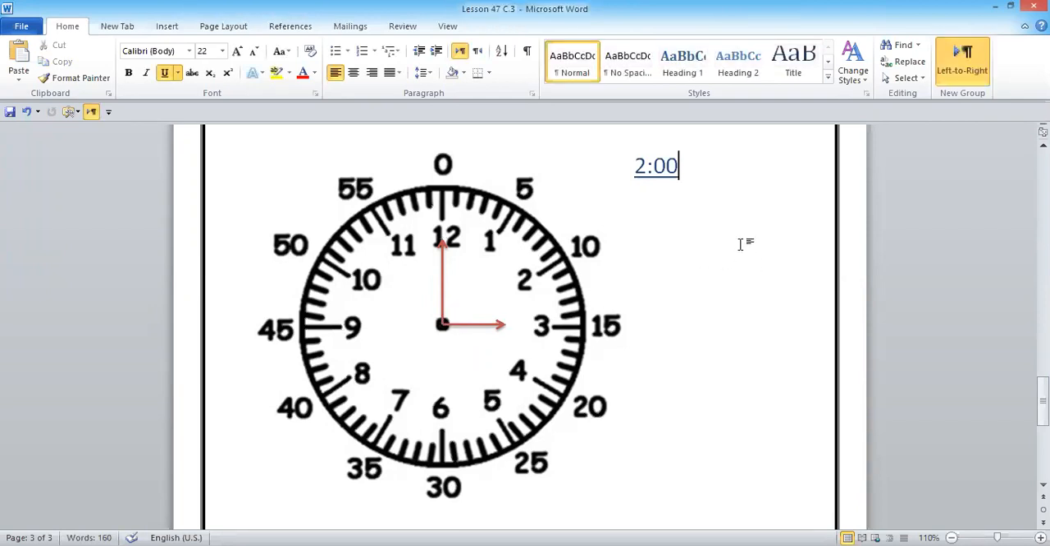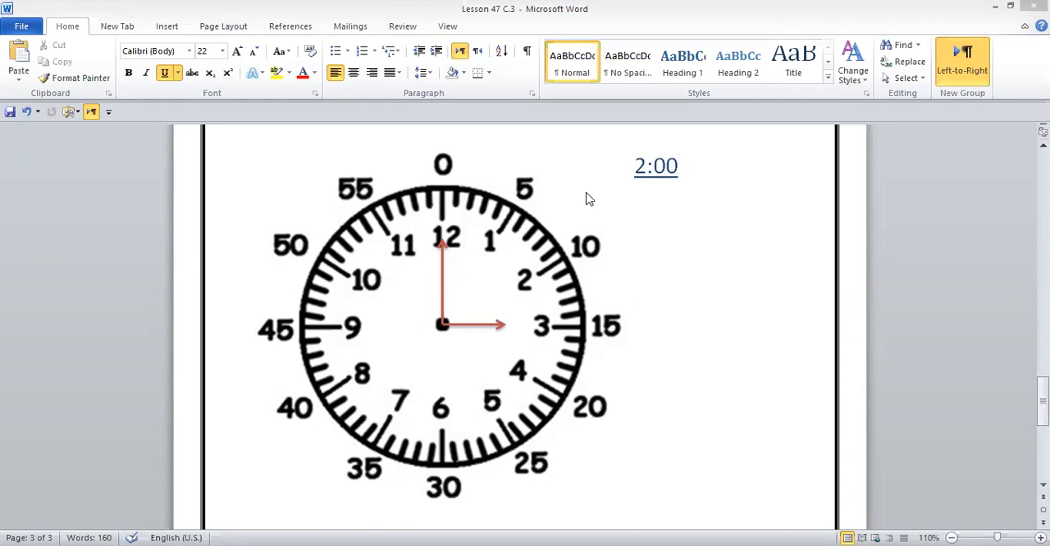Now look at the time, guys, and tell me what time is it. Very good, Ilyas. And I'm going to take one of the students, and that is Ali. Ali, can you tell me the time? What time is it? 3 o'clock. Okay, very good.